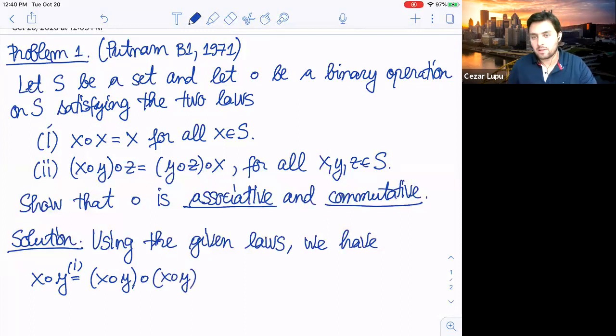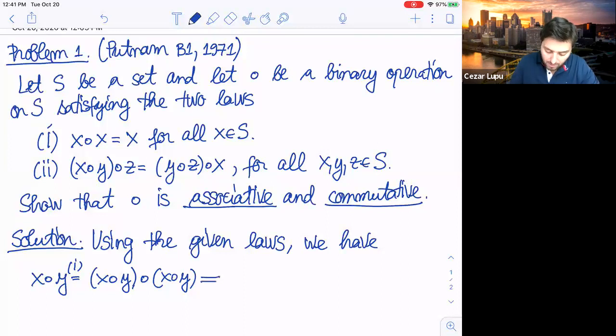Instead of element x, I take x circ y, because since I know that this is a binary operation, you know that x circ y and y circ x exist, right? And it will satisfy those two laws. That's it. That's the operation. You cannot do anything else. You have to play around with this.